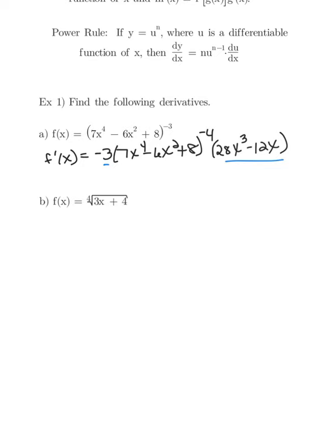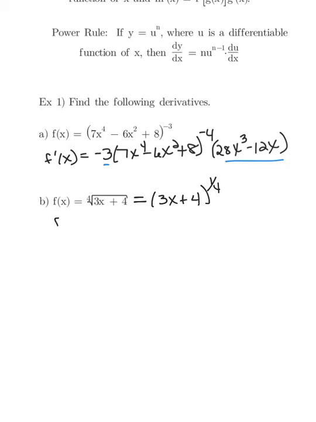On example B, it may not look like a quantity to a power when you first look at it. Here's where some of your algebra skills come into play. What you have to remember is that a fourth root is the same thing as a 1/4 power. So we rewrite this as the quantity of 3x plus 4 being raised to the 1/4 power before we even start the derivative.